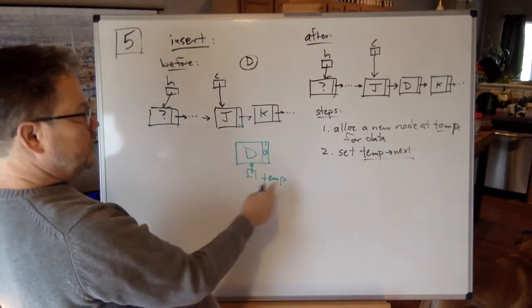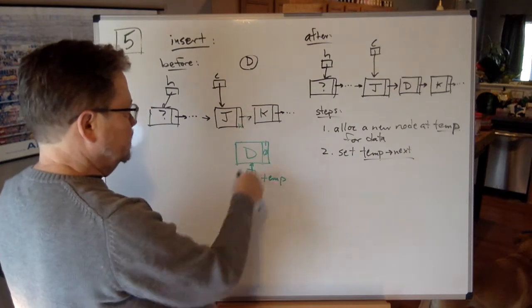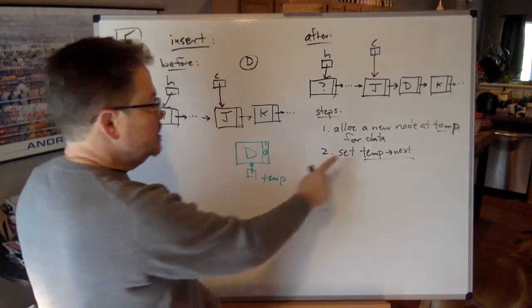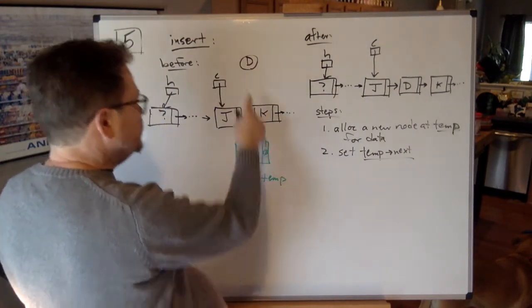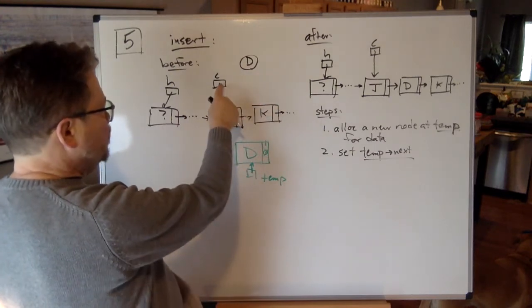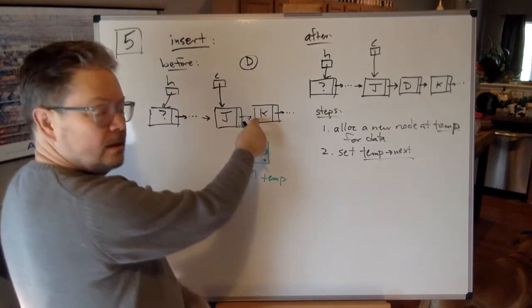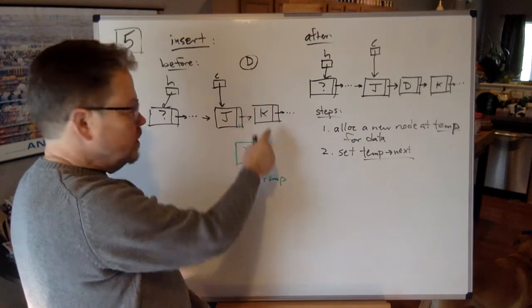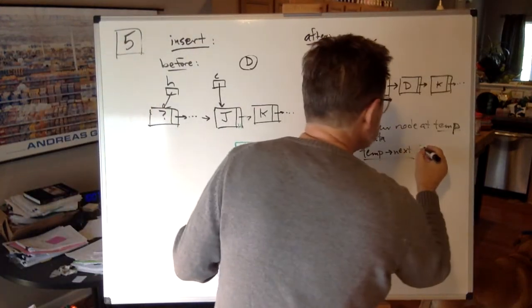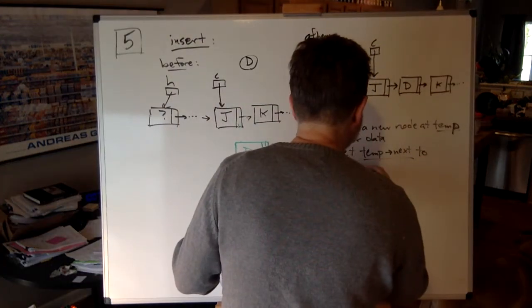Here's what we've got so far. Allocate a new node at temp, check, done that, done and done. Set temp arrow next to something. Well, when we first get here, the before picture, cursor arrow next poses the address of the node that we want D to point at. So this is going to be cursor arrow next.